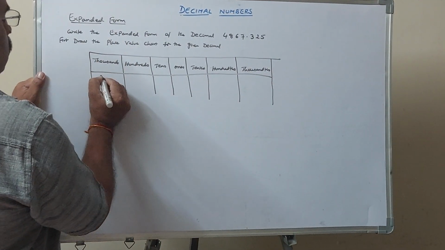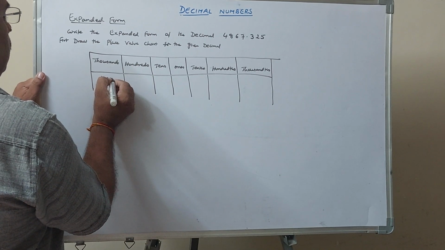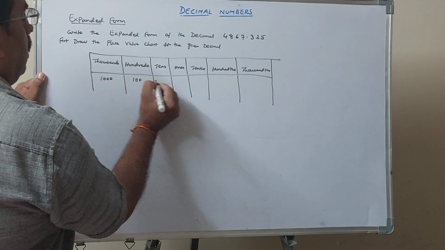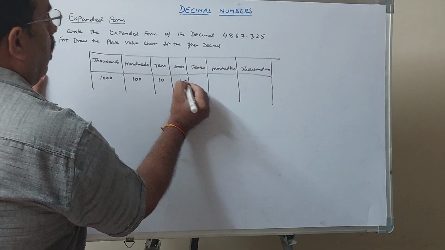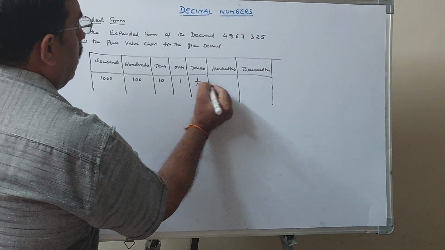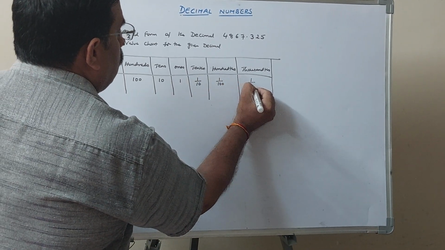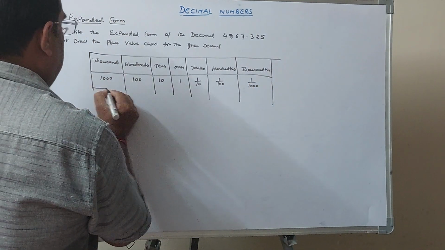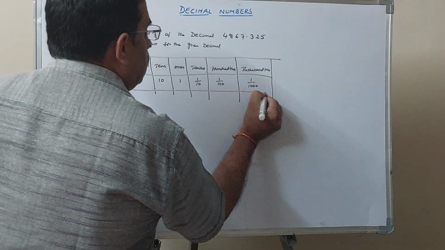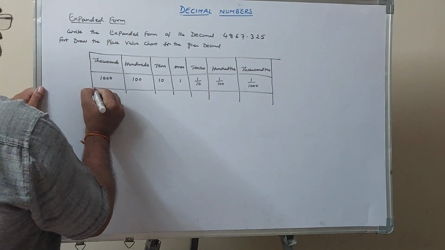You write the place values: 1000, 100, 10, 1, 1 by 10, 1 by 100, 1 by 1000. Clear? These are the place values.